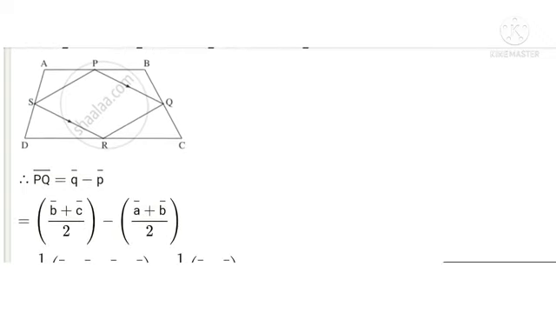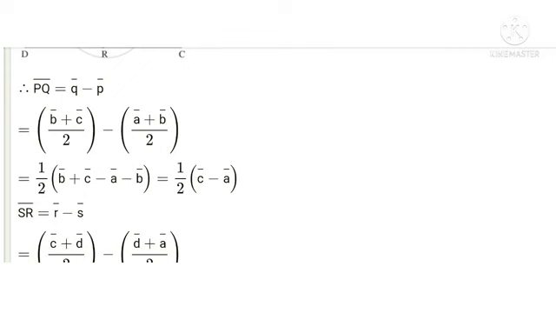So we first find PQ bar. How to find PQ bar? PQ bar is equal to Q bar minus P bar. Put the values of Q bar and P bar and simplify. Half is common: B bar plus C bar minus A bar minus B bar. B bar gets cancelled. Half of C bar minus A bar.